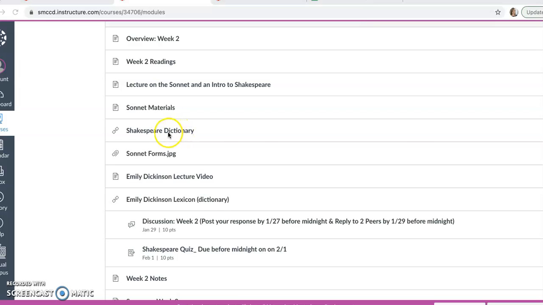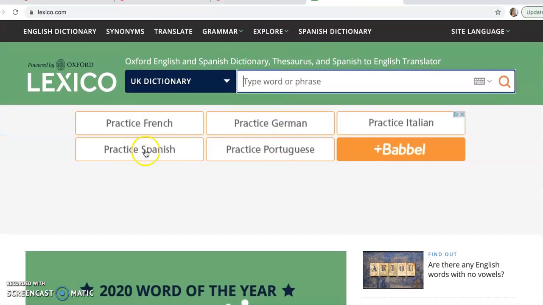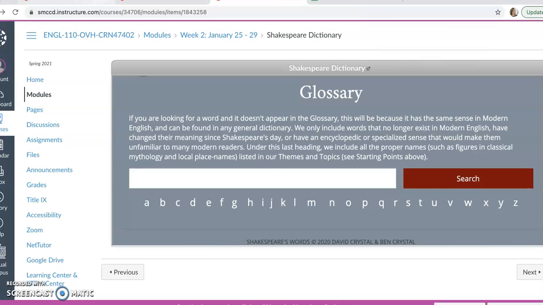I've also posted the Shakespeare dictionary. This is so you can look up some words. And you might always want to have a browser open with a dictionary so that you can look up certain words, because sometimes words are used in ways that you wouldn't expect in Old English. So just have those up.